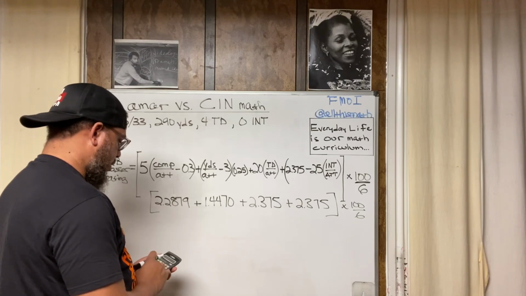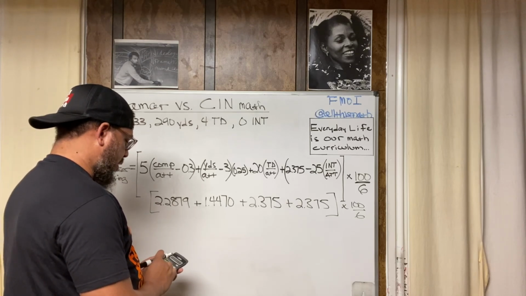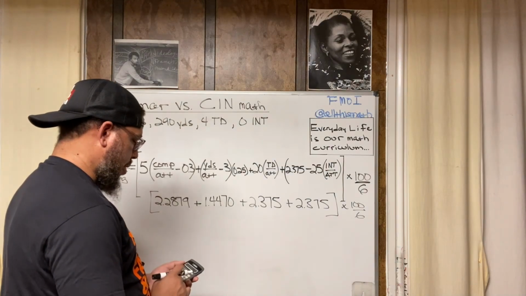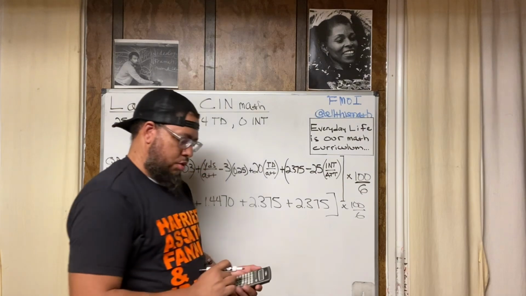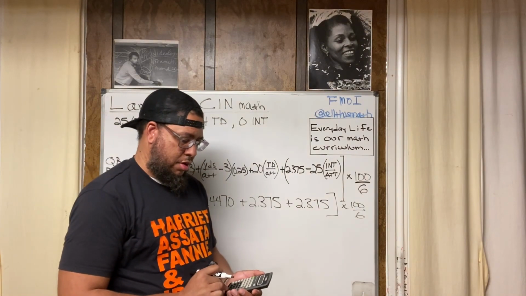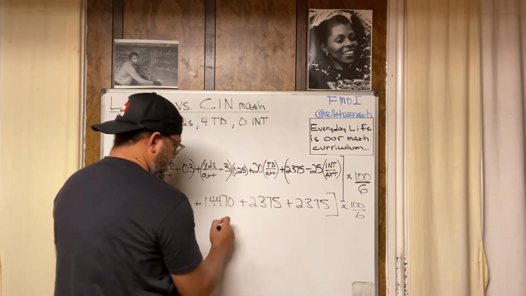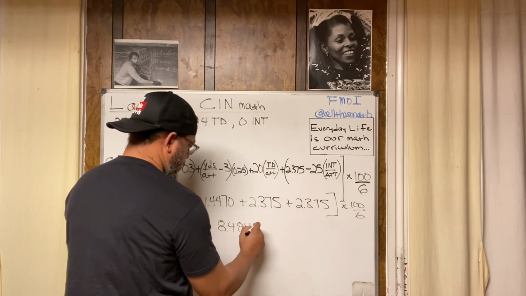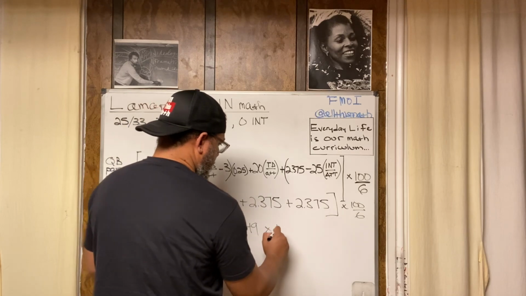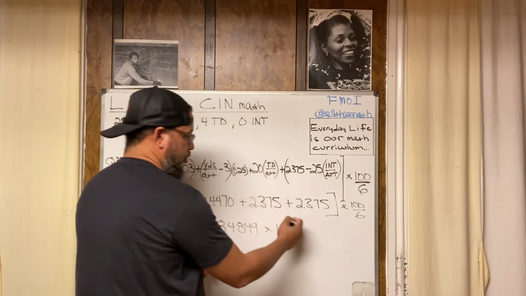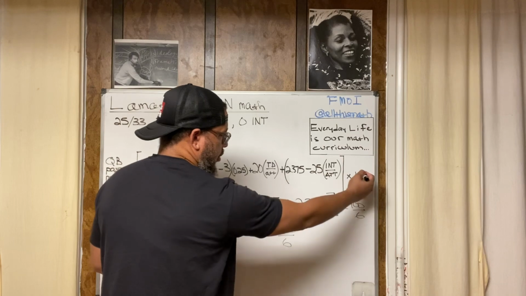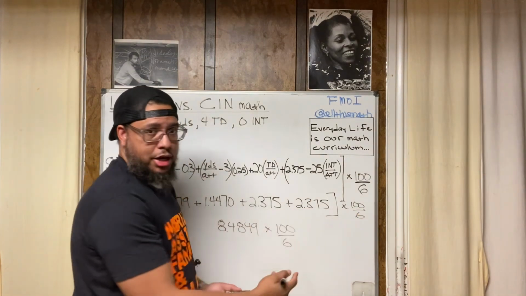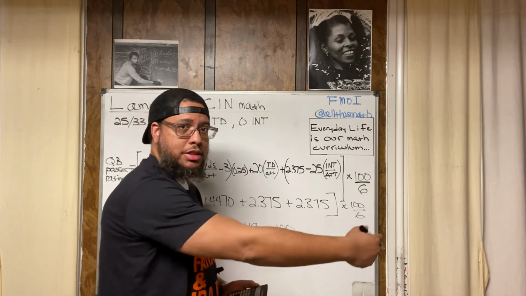2.2879 plus 1.4470 plus 2.375 plus another 2.375 equals 8.4849 times 100 over 6. Where did 100 over 6 come from? Part of the formula. It was outside. All right. So if I multiply anything by 100, all I'm doing is moving the decimal point 2 spaces to the right.